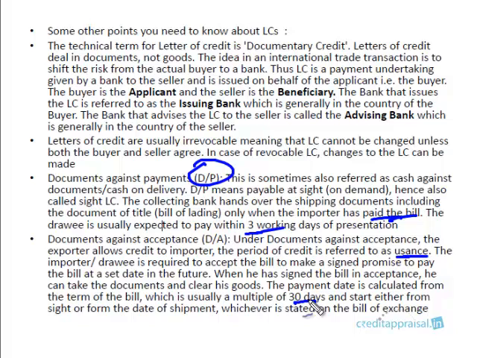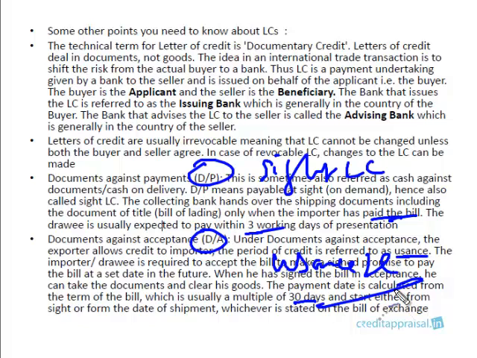And then the bank will hand over the documents to us. We'll go to the port, we'll take delivery of the machine, right? And after 30 days we'll be arranging for the payment, okay? That is usance LC, okay? That is known as DA, document against acceptance. Two types of LC. Sight LC, this is known as sight LC, right? This is known as usance LC, okay?